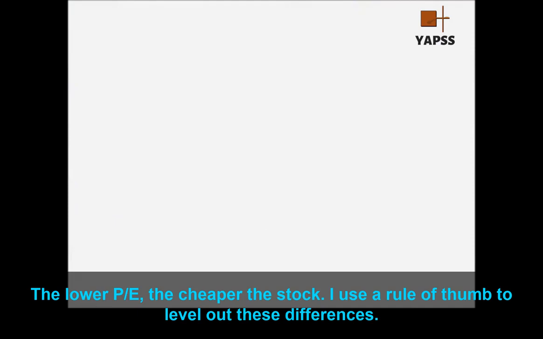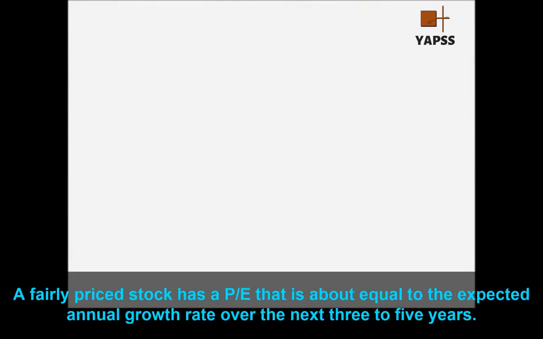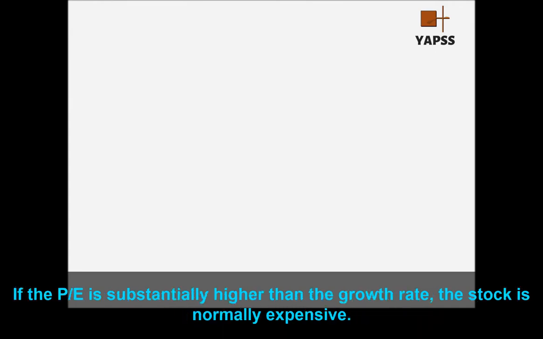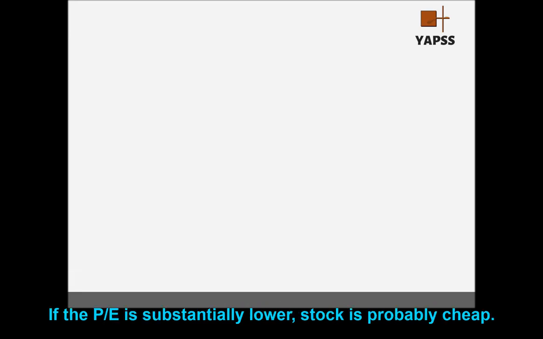I use a rule of thumb to level out these differences. A fairly priced stock has a PE that's about equal to the expected annual growth rate over the next 3 to 5 years. If the PE is substantially higher than the growth rate, the stock is normally expensive. If the PE is substantially lower, the stock is probably cheap.